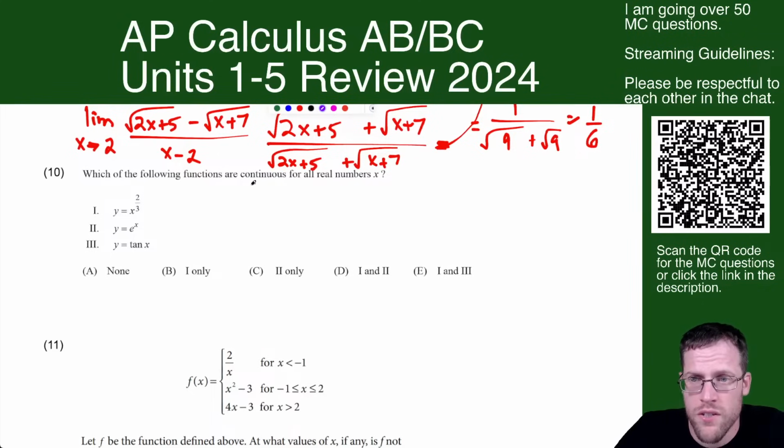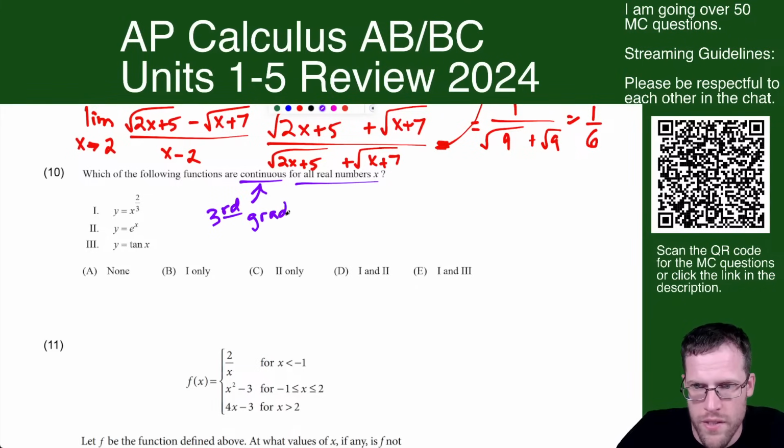Which of the following functions are continuous for all real numbers x? So this one, we have continuous, the 3rd grade definition. You could use the fancy limit definition. Is you could draw it in one motion. So stuff like e to the x, I'm like, oh, I know what this looks like. It looks like this. So this one, yes.